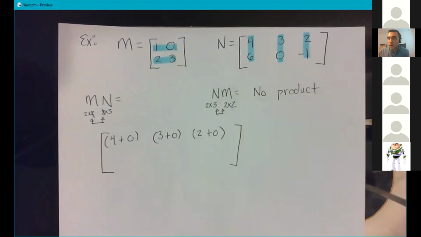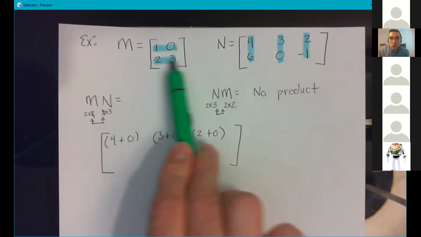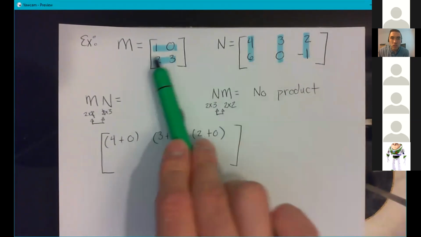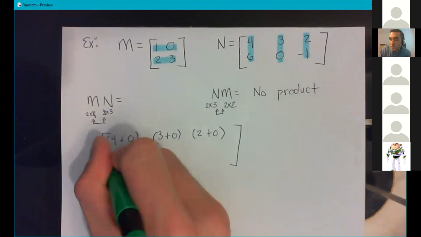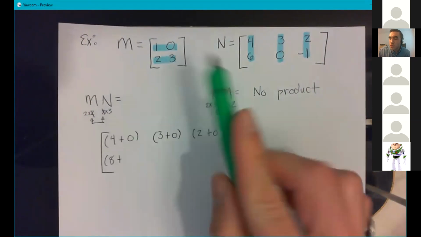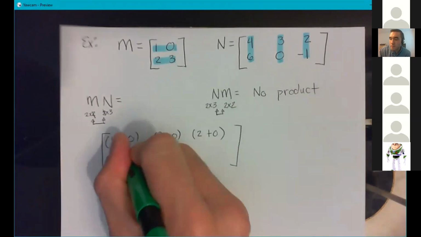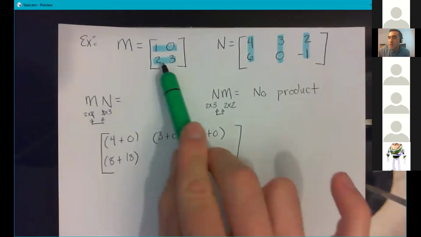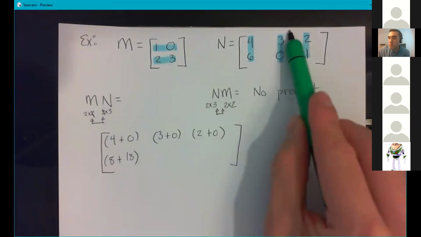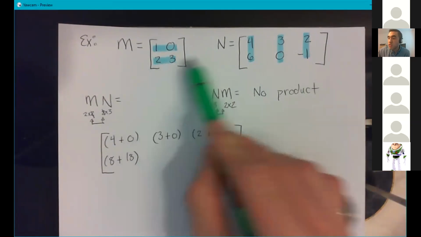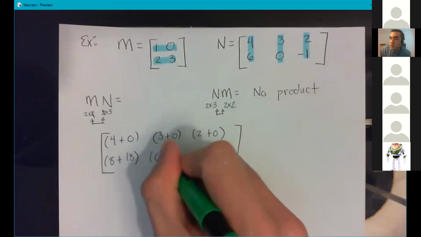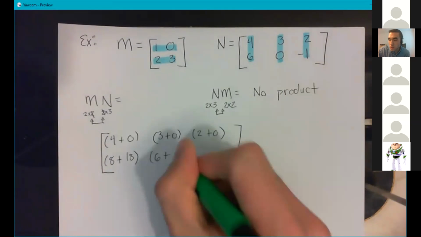And now for the second row, it's going to be this row times this column. So it's going to be 2 times 4, which is 8, plus 3 times 6, which is 18. And then it's going to be row 2 times column 2. So that's going to be 2 times 3, which is 6, plus 3 times 0, which is 0.